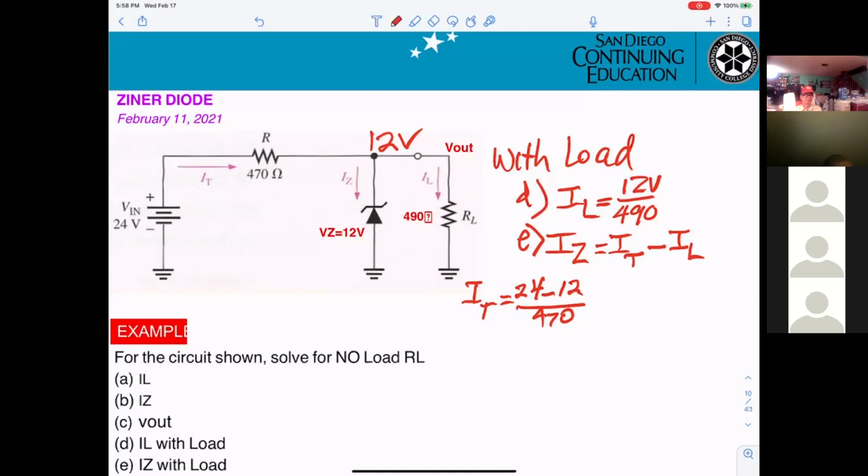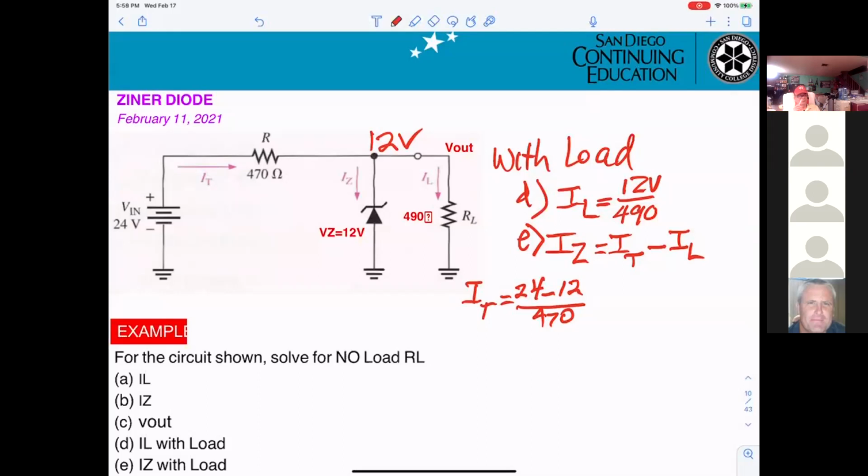The thing I am confused about is, if VZ is 12 and VIN is 24 volts, I'm trying to figure out if it's VIN minus VZ or if it just happens to be half the voltage. Is that incidental? Just coincidence? Okay, it's just coincidence. That's what I was trying to figure out. If you substituted VZ with 10 volts, then V out would be 10 volts.